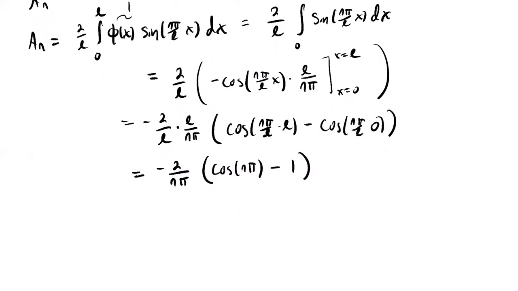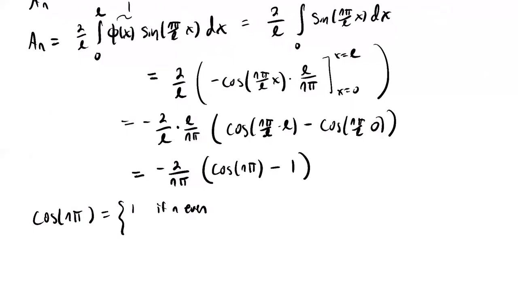If you look at cosine of n pi, if n is equal to 0, it's equal to 1. But it's also true that if n is equal to 2, cosine of 2 pi is 1, and cosine of 4 pi is 1, and cosine of 6 pi is 1, and so on. So this is 1 if n is even.